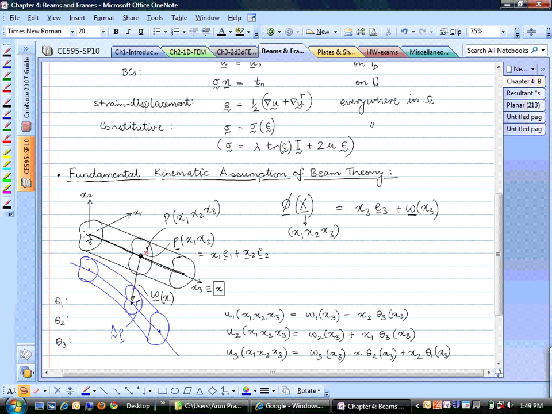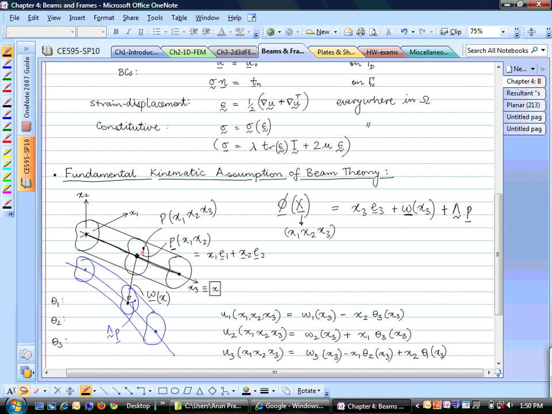So this is how we basically define the map. Essentially, to add the rigid body rotation, this is what we have. This completely defines the map for a beam. So if you give me a location x, y, z anywhere in this body, I can find out where it went using this map. And the idea is, again, that this point P has an x3 coordinate.